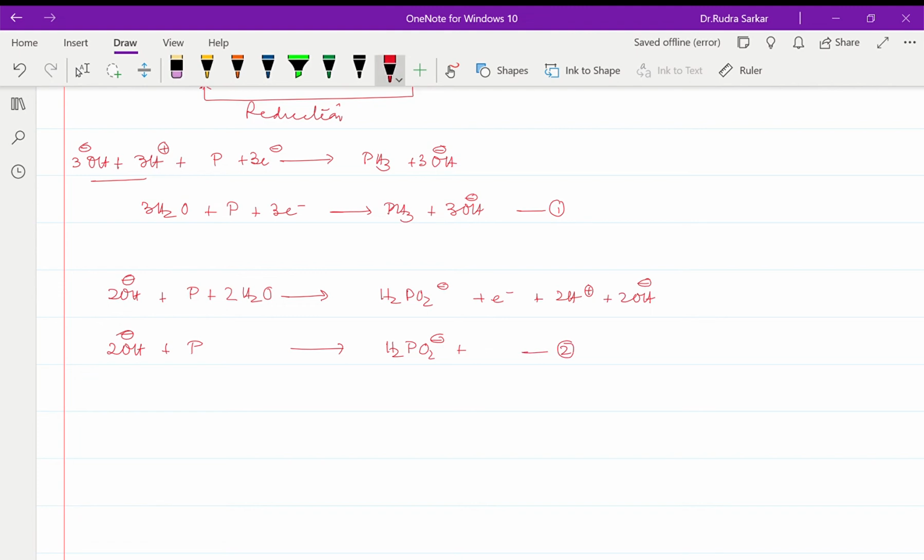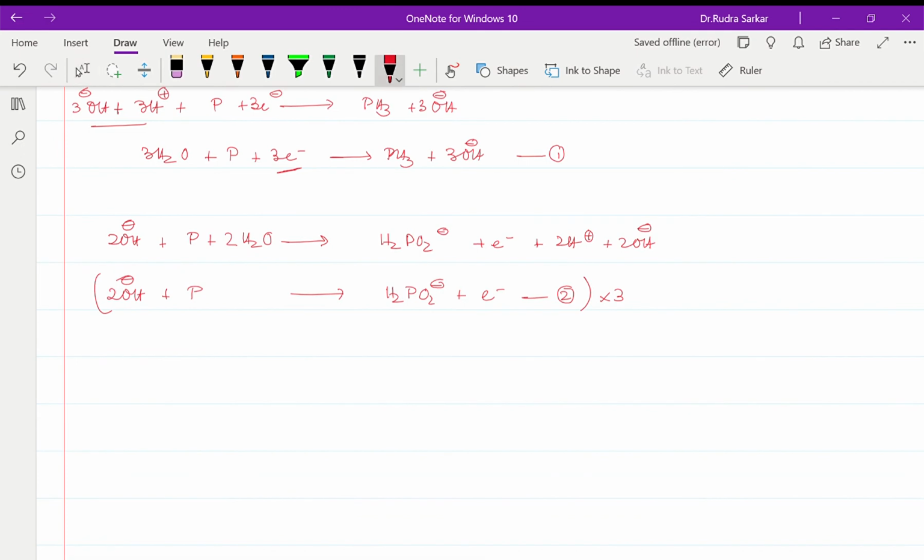There is only one electron over here, and there is 3 electron over here. So to balance this, we multiply this by 3. Okay, and then we have a new equation, which is obviously saying 6OH minus, 3P, plus we have 3H2PO2 minus and 3 electron, so this is equation number 3.